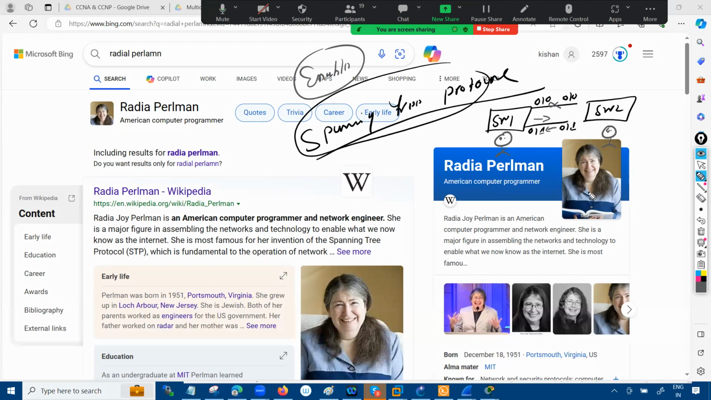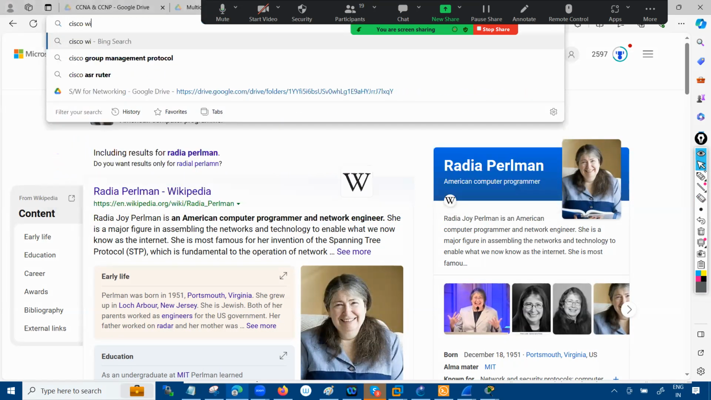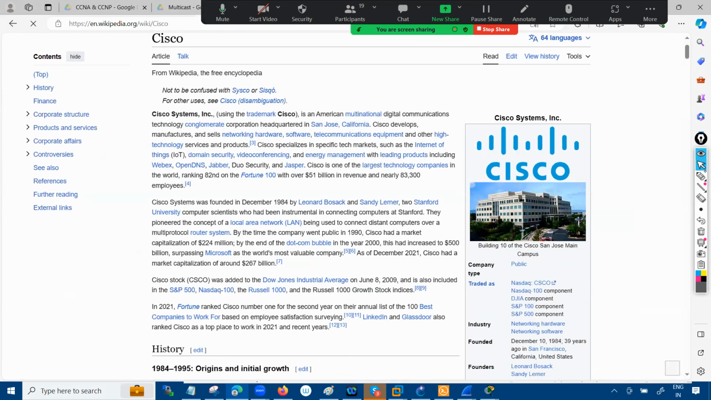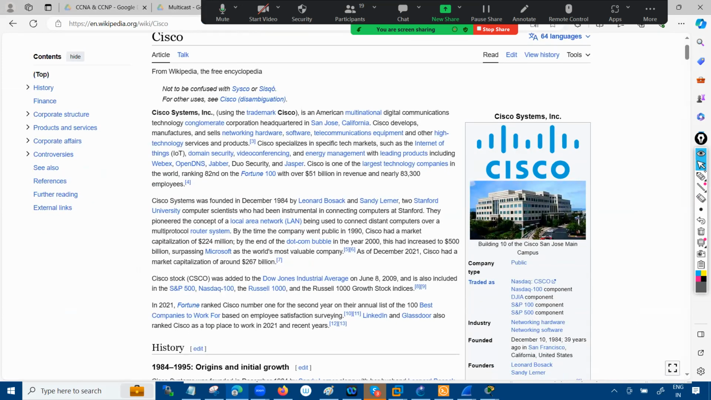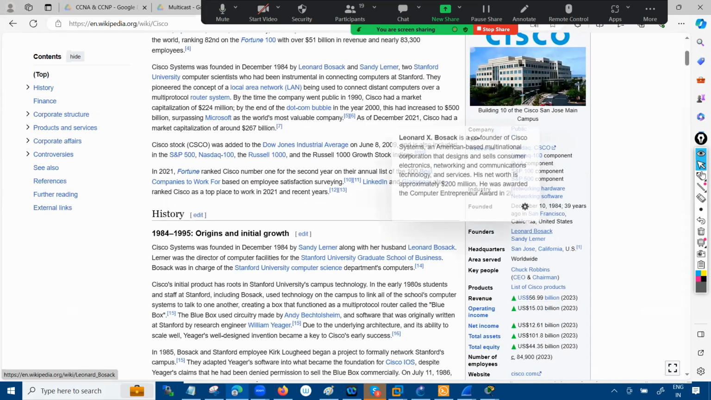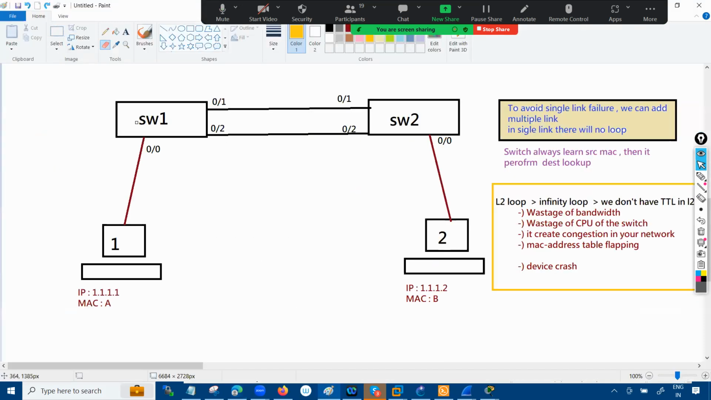So thanks to her, she resolved this issue in the 80s, 90s time. Again, if you look at Cisco, Cisco came into the picture around 1984. If you go to the Cisco Wikipedia page, you will see that it was 1984 when Cisco came into the picture. But before Cisco, the spanning tree protocol was introduced. So we have a protocol that is known as spanning tree.